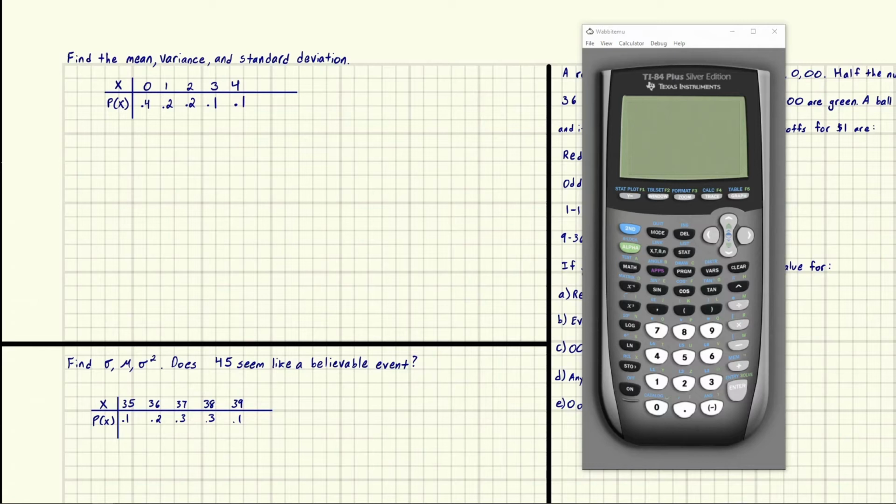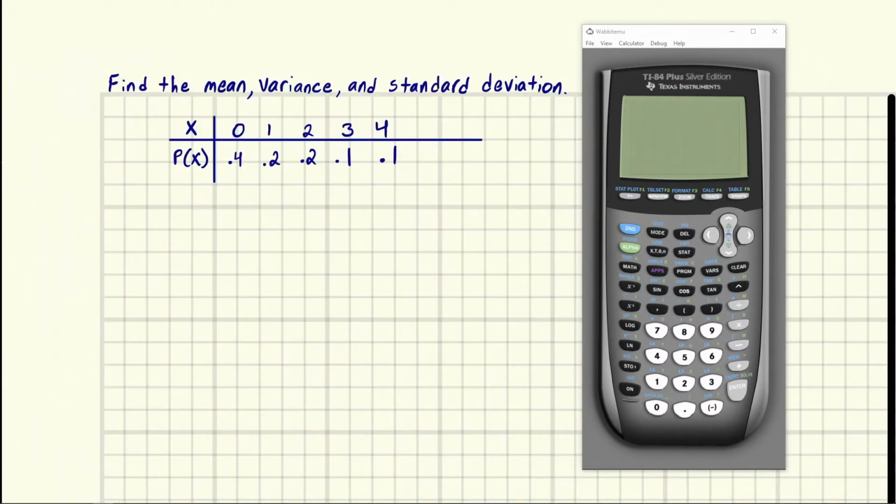Eric Burgess here. Find the mean, variance, and standard deviation. So we're given a probability distribution, a probability table, and we're told to find these things. So let's go ahead and write out the various formulas that we're going to need.